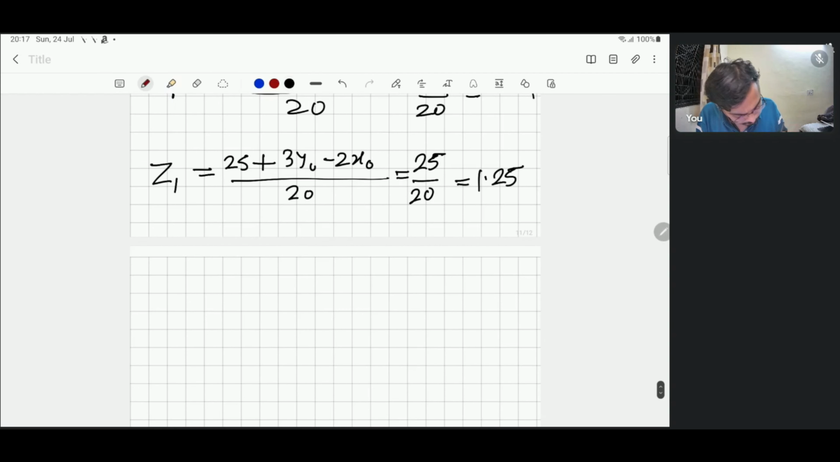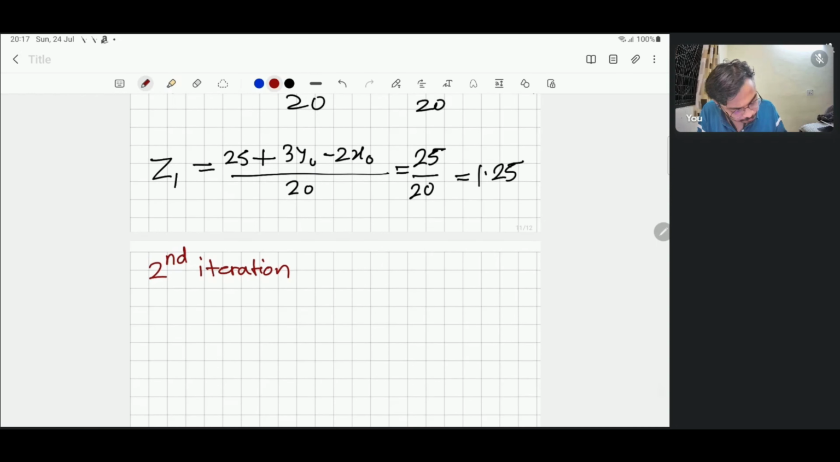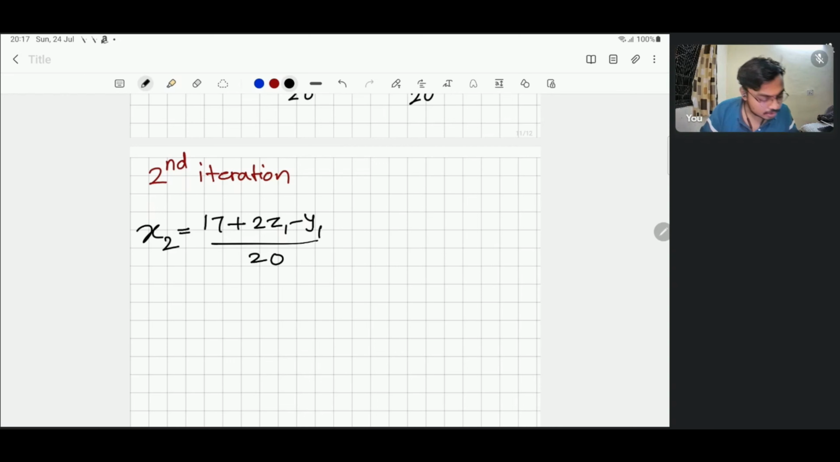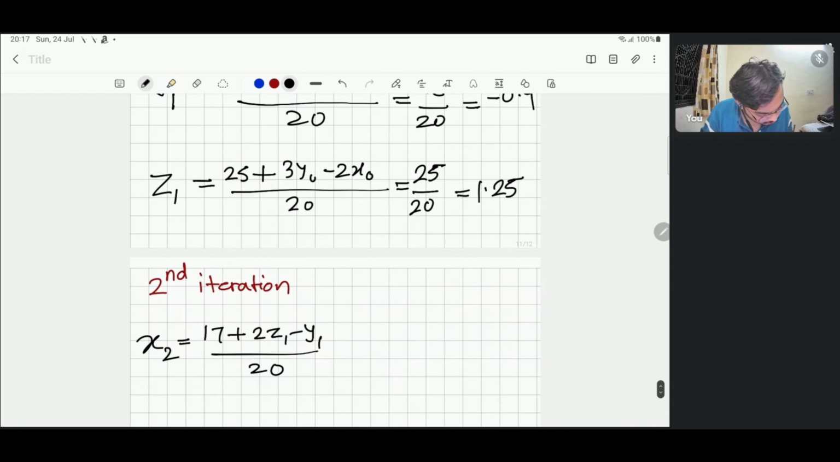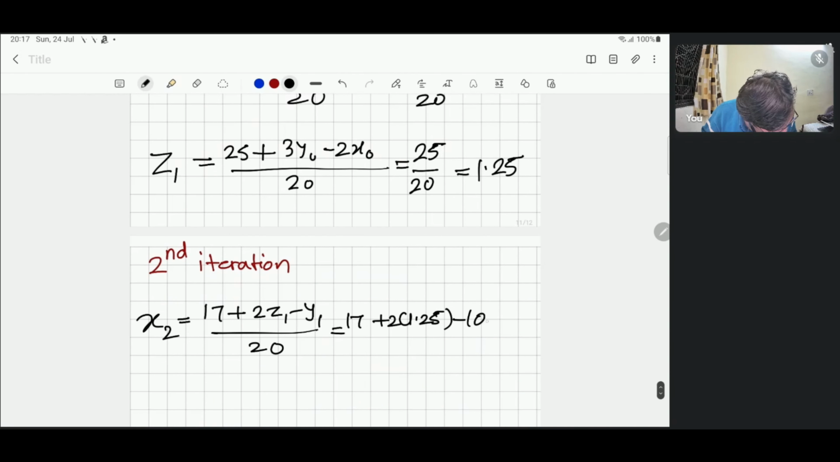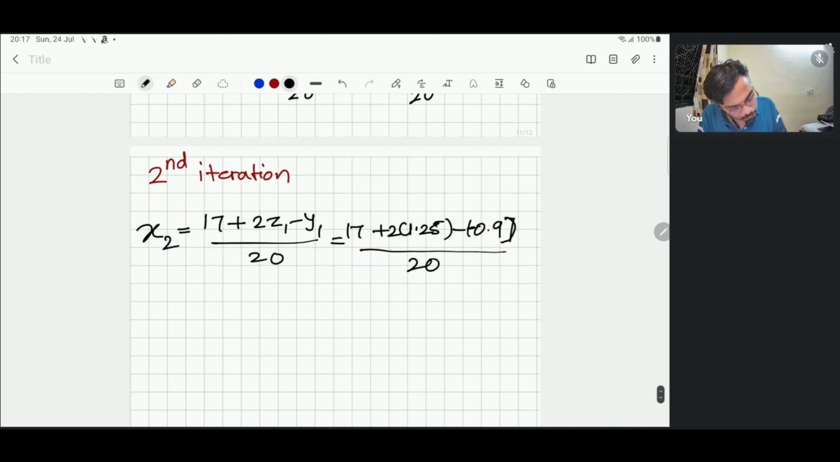So for the second iteration, we can calculate the value similarly. x2 is equal to (17 plus z1 minus y1) by 20. So now, what is the value of z1? z1 is 1.25 and y1 is minus 0.0. So x2 is 1.0.